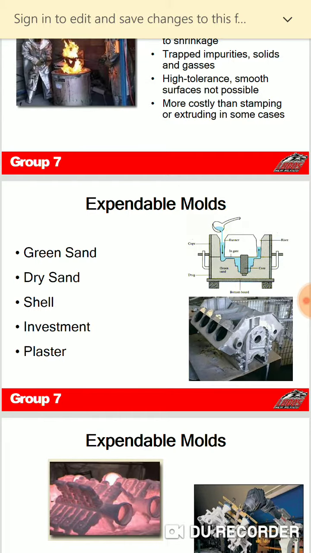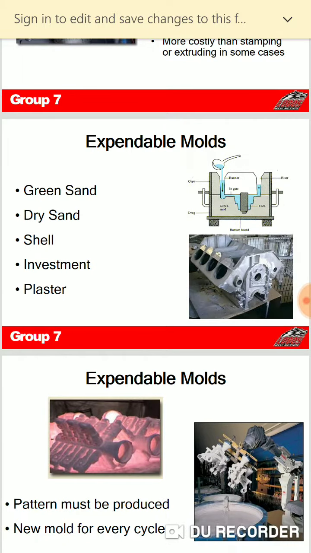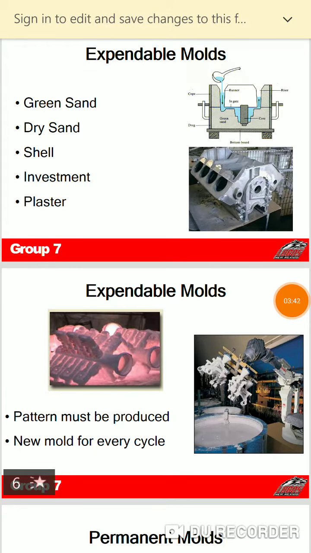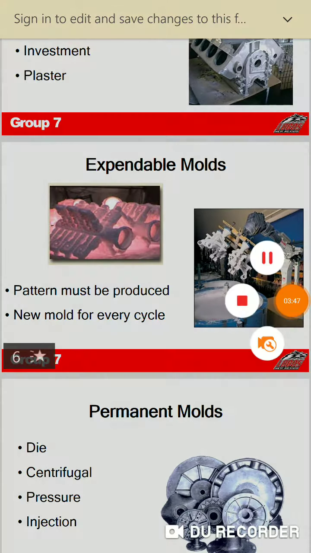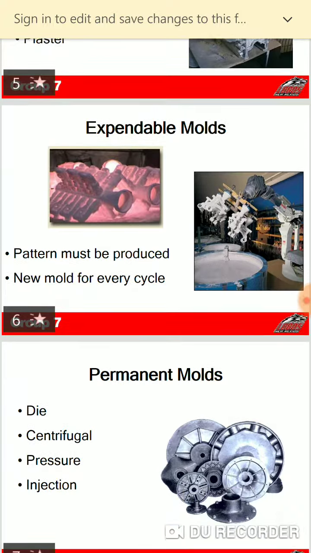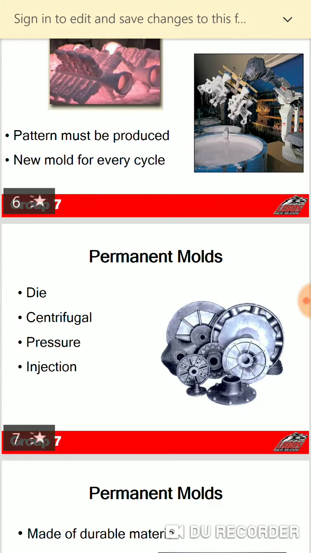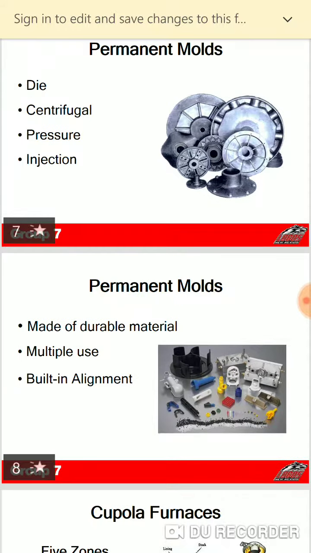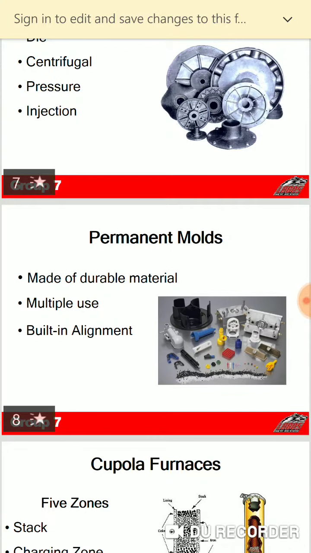Now expendable molds: green sand, dry sand, shell, investment, plaster. Expendable molds, pattern must be reproduced, new mold for every cycle. Permanent molds. Permanent mold casting is a metal casting process that employs reusable molds, usually made from metal. The most common process uses gravity to fill the mold, however, gas pressure or vacuum are also used. Next, permanent mold consists of four types: die, centrifugal, pressure, and injection molding. Permanent molds are made of durable material, multiple use, and built in alignment.